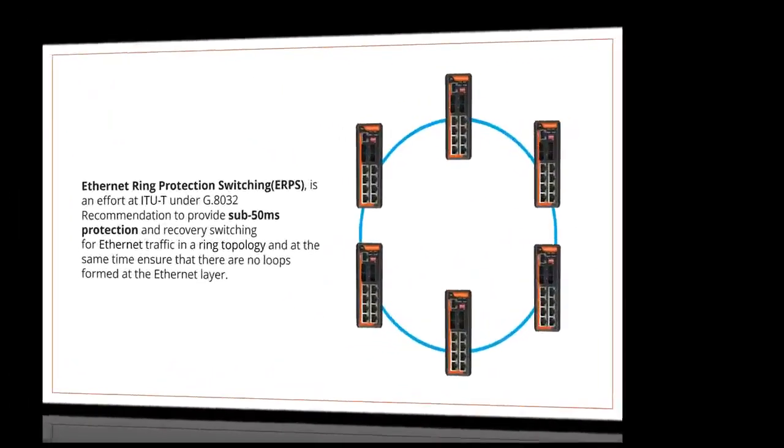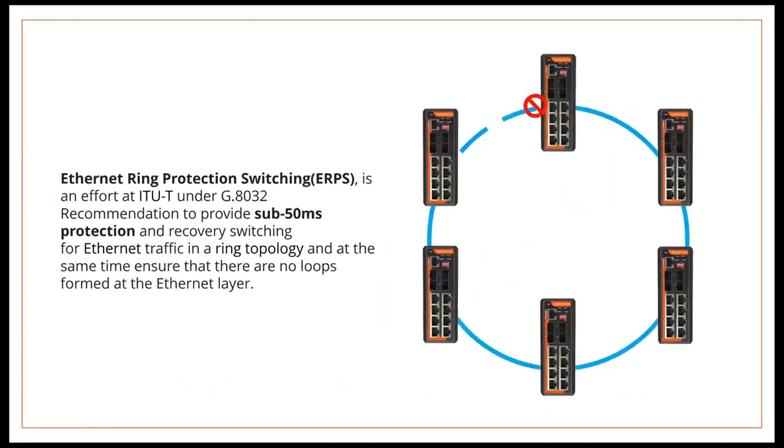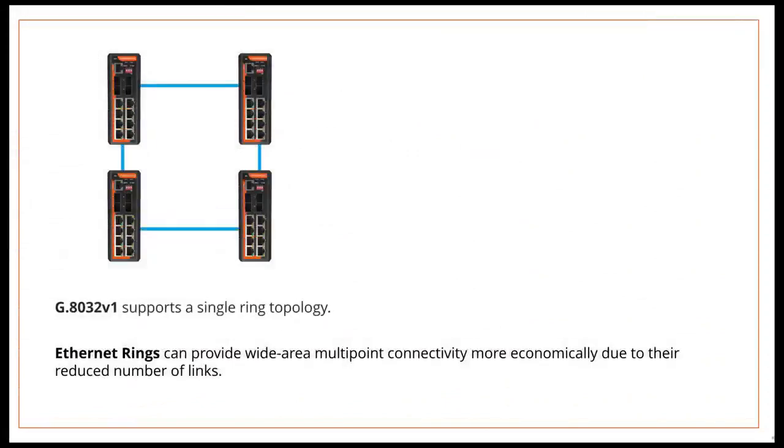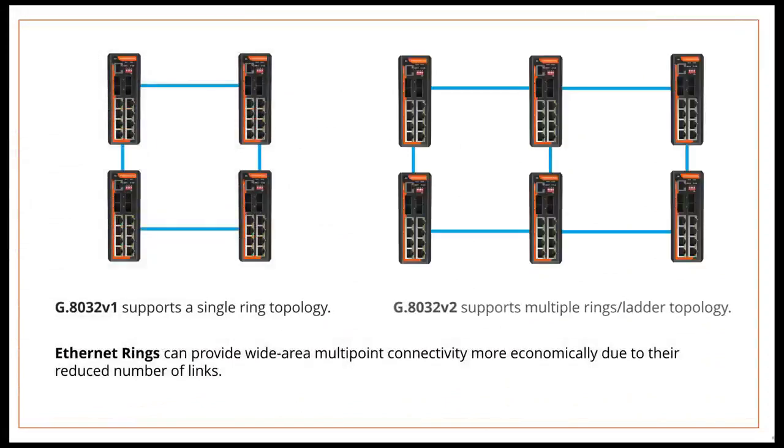Ethernet Ring Protection Switching, ERPS, is an effort at ITU-T under the G.8032 recommendation to provide sub-50 ms protection and recovery switching for Ethernet traffic in a ring topology, while ensuring that there are no loops formed at the Ethernet layer. G.8032 v1 supported a single ring topology. G.8032 v2 supports multiple rings, a ladder topology.